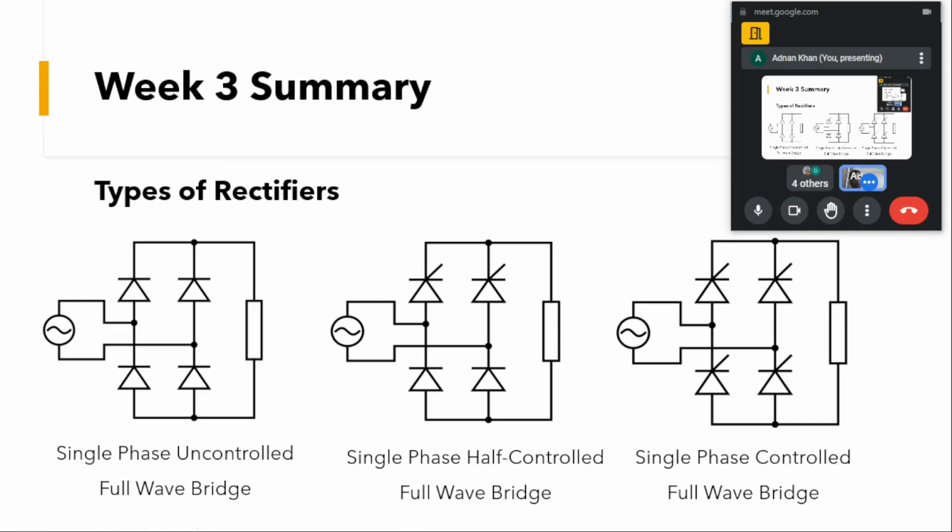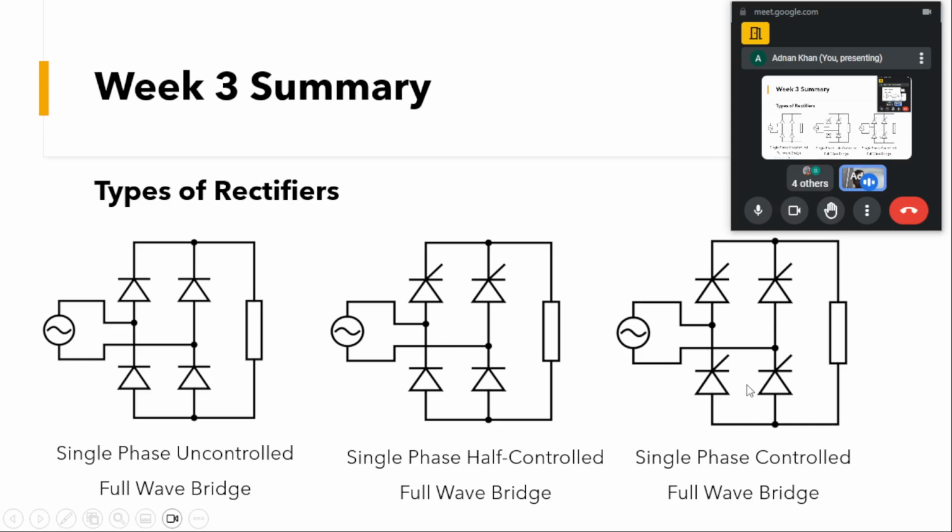We can have one leg with one top and one bottom diode, and the second leg of thyristors. That can be another possibility of this circuit. And also we can have the top two devices as diodes and the bottom two devices as thyristors. That is another possibility.